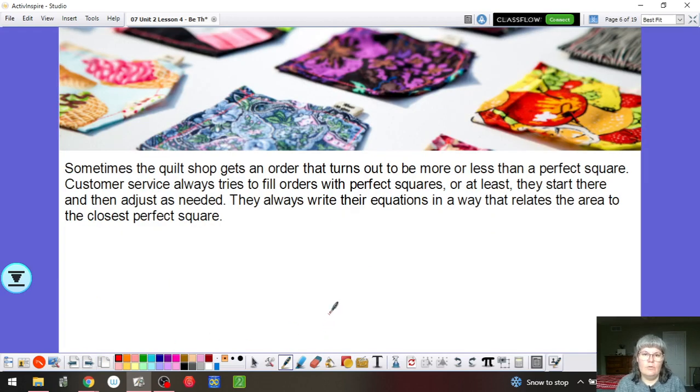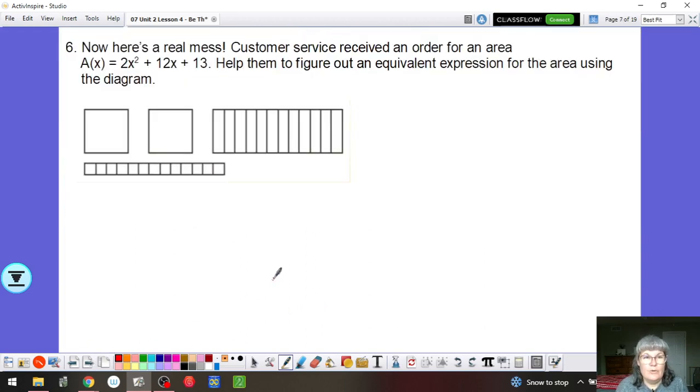Sometimes the quilt shop gets an order that turns out to be more or less than a perfect square. Customer service always tries to fill orders with perfect squares, or at least they start there and then adjust as needed. They write their equations in a way that relates the area to the closest perfect square. So here's our first mess. Customer service received an order for an area A of x equals 2x squared plus 12x plus 13. Help them figure out an equivalent expression for the area using the diagram.